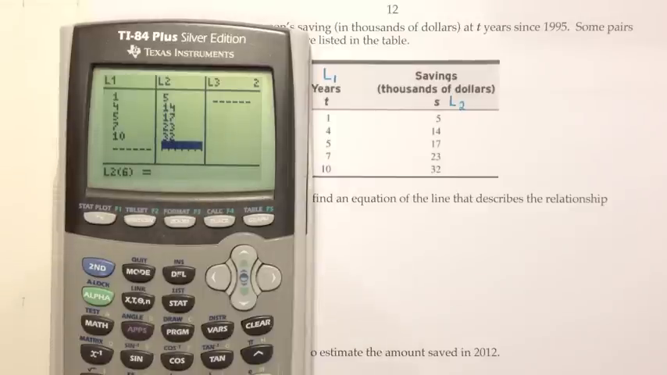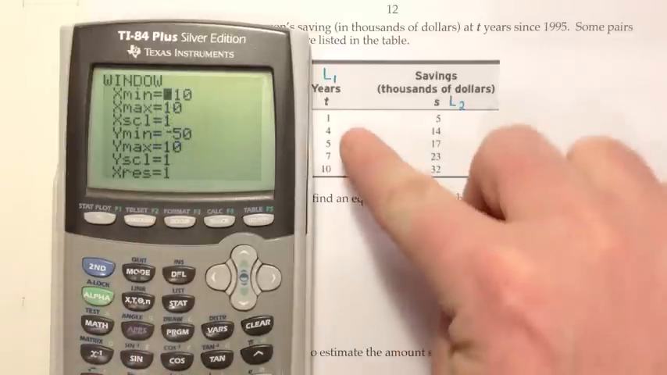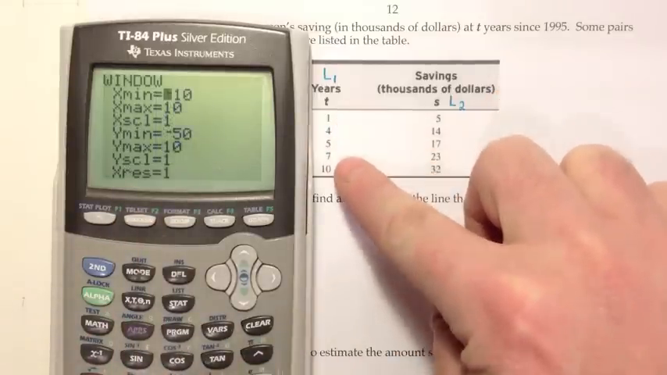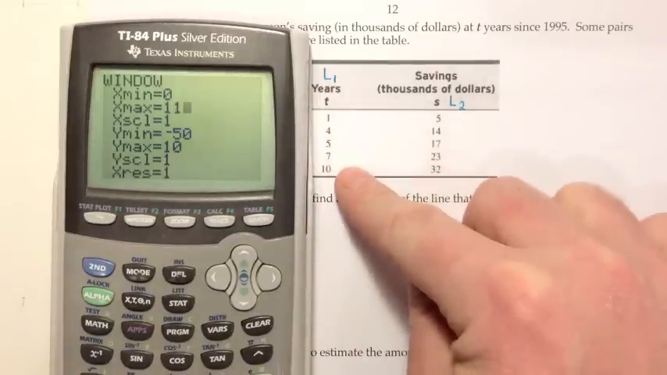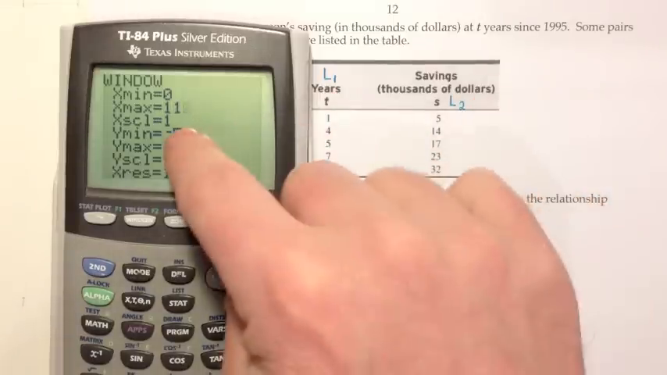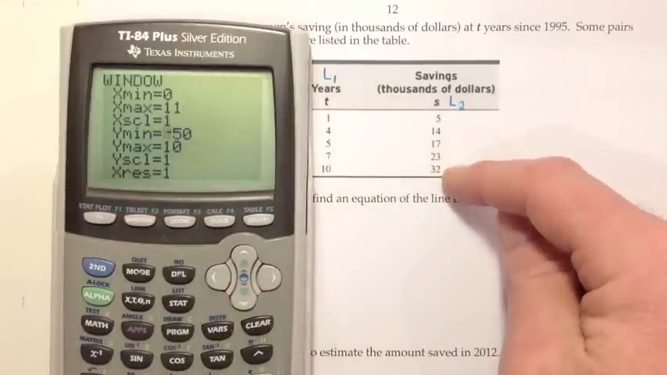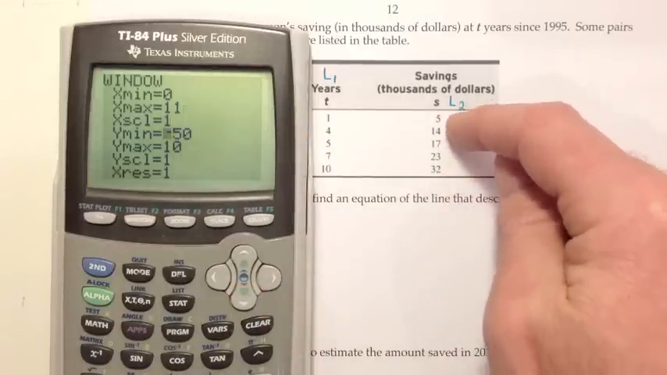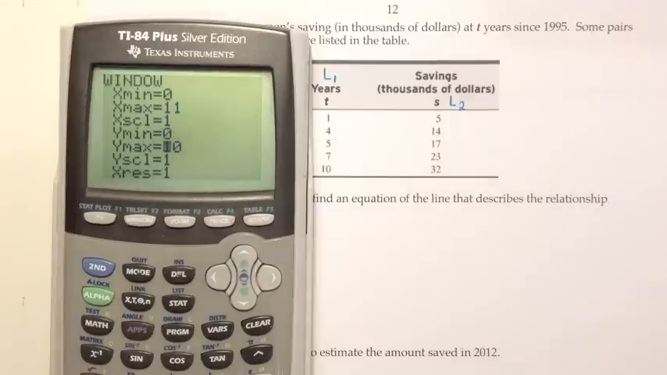So when we're going to do a graph, we want to make sure we get our window right. For the window, it looks like my inputs go from 1 to 10. So I'll use a minimum of 0 and a maximum of 11, and that'll hold all these different inputs from 1 to 10. And I think a scale of 1 is fine. On my outputs, they go from 5 to 32, so I want something smaller than the smallest and bigger than the biggest. So I'll use 0 and 35, and I'll number in 5s.